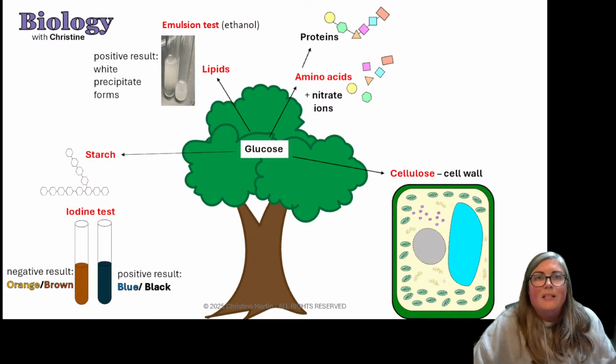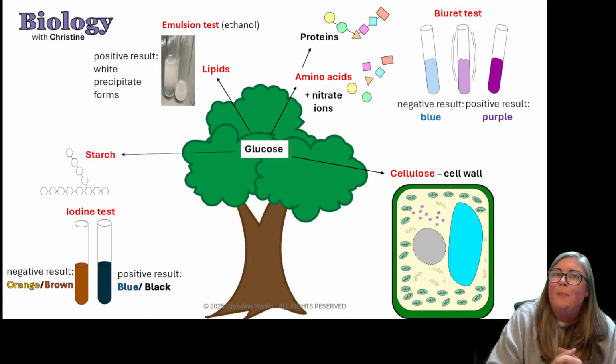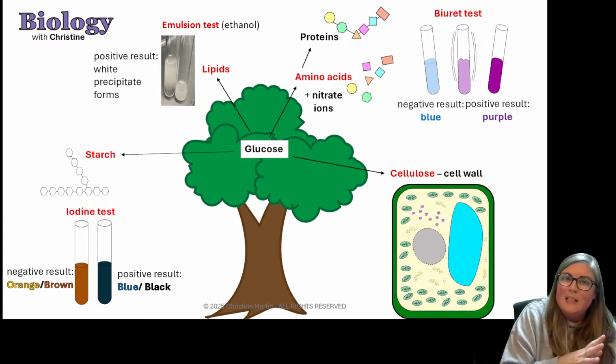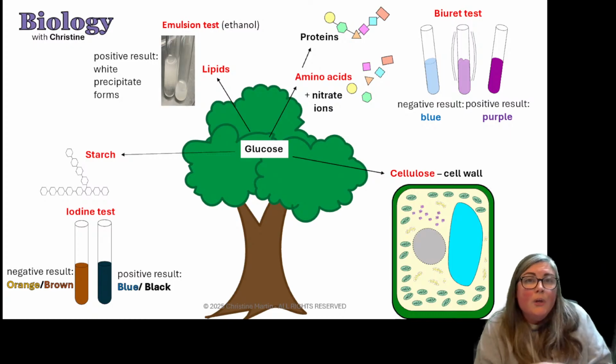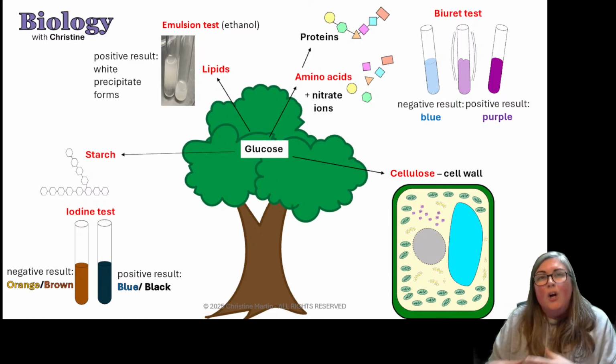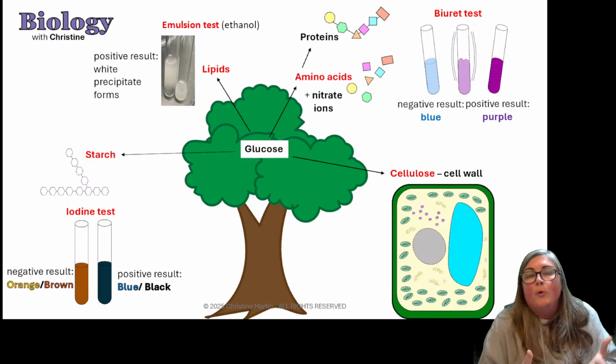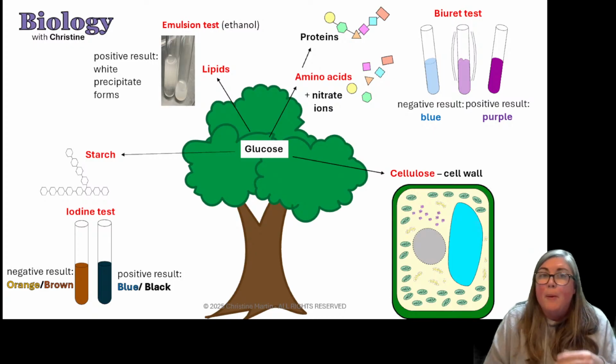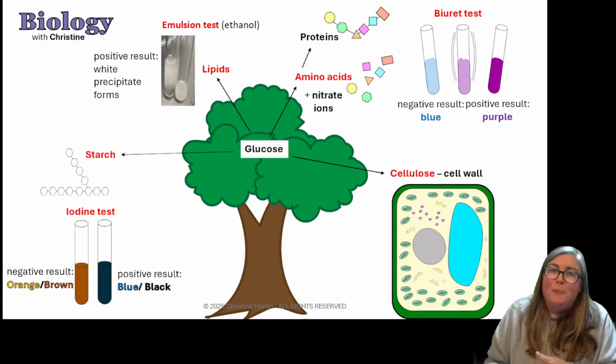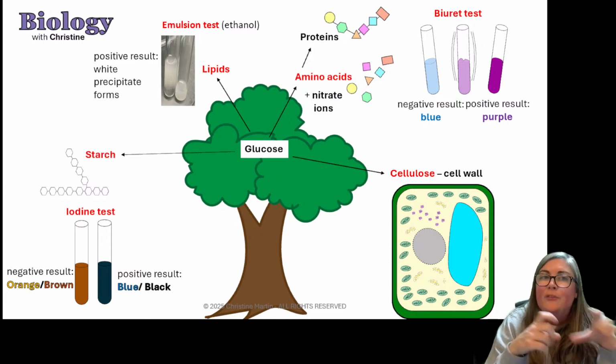Well, how do we test if it's got proteins? We do the Biuret test. What's the negative result? The negative result is blue. The positive result is purple or lilac. I always say proteins, using my alphabet, proteins. Proteins are purple. So do make sure you have your little cheat sheets.